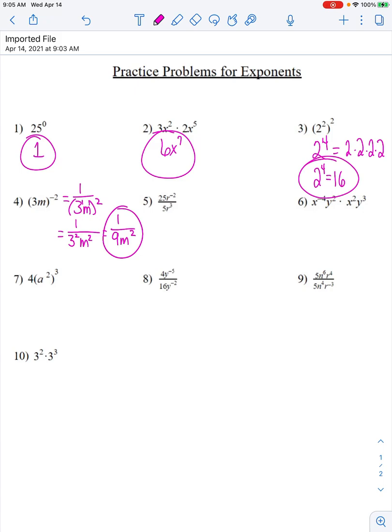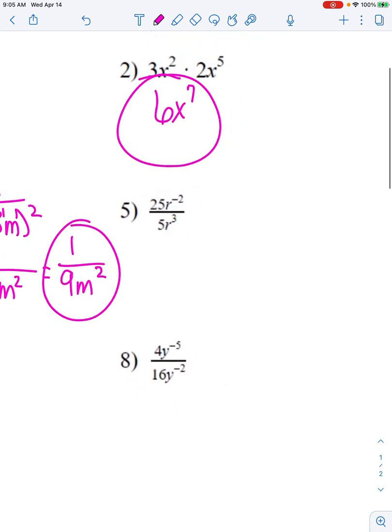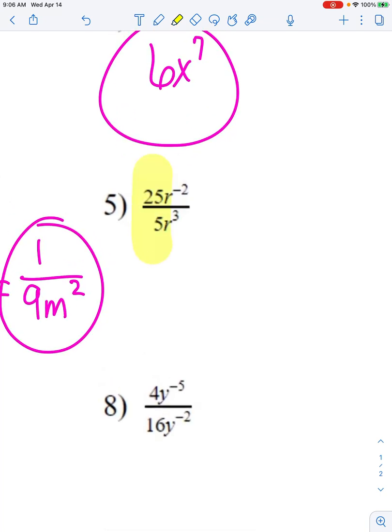Take a look at number 5. In number 5, the first thing I notice is I have division, but I also see a negative exponent. So let's just take it, I like to say, one column or one thing at a time. So first, let's reduce this 25 over 5. And when I do that, I notice that 5 divides evenly into both of those. 25 divided by 5 is 5. 5 divided by 5 is 1.